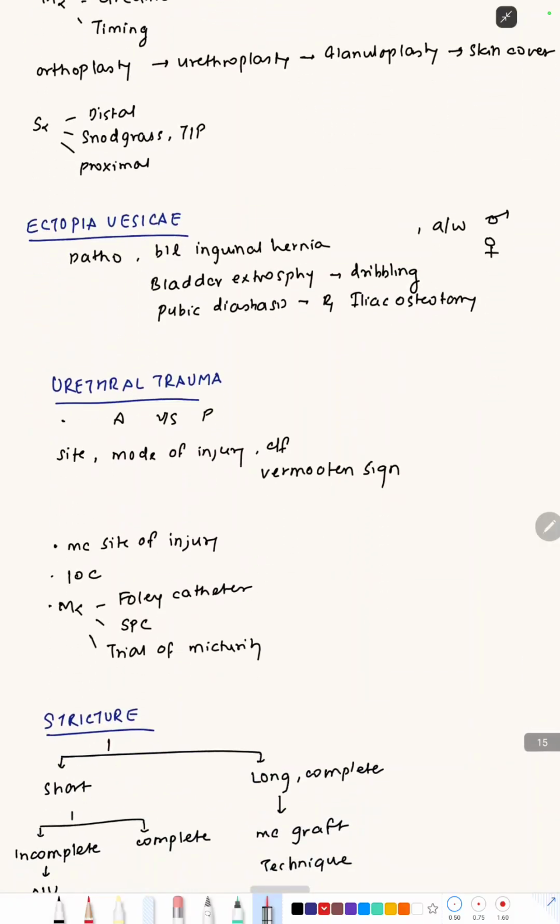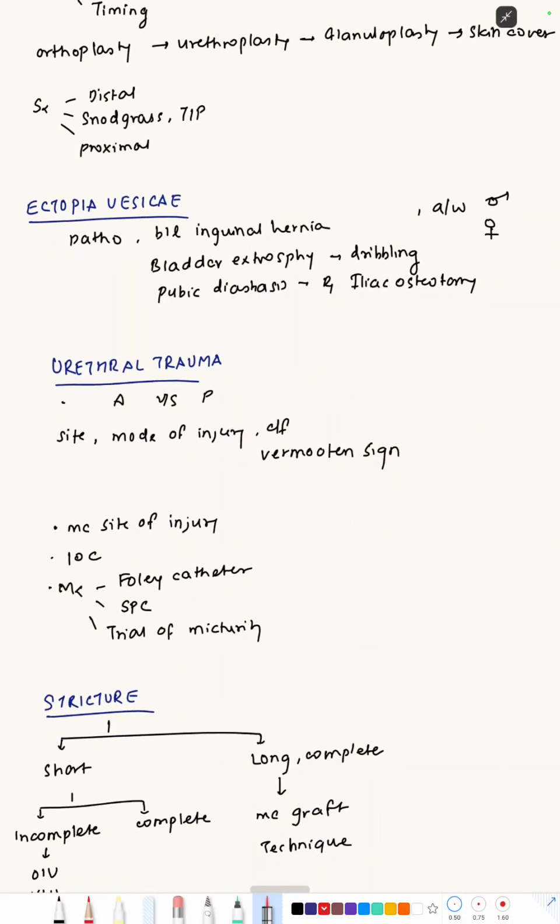And urethral trauma. The urethral trauma can be anterior urethral trauma or posterior. Anterior urethra, it includes what? It includes your penile urethra and the bulbar urethra. While the posterior urethra includes the prostatic urethra and the membranous urethra. Then the mode of injury. The mode of injury for anterior is going to be direct impact or straddle injury, while for the posterior, it is going to be pelvic trauma.